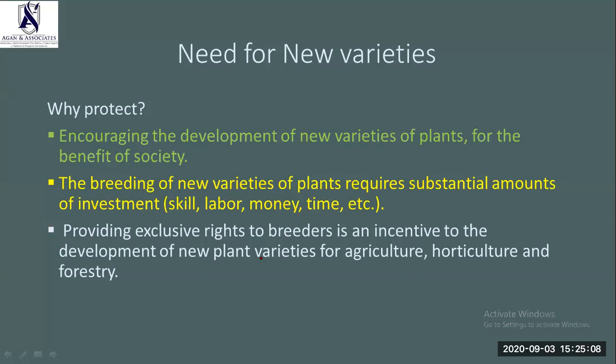We also provide exclusive rights to breeders so that the exclusive right can be an incentive to breeders so that more and more plant varieties are bred for the purposes, as earlier indicated, of agriculture, horticulture, and forestry.